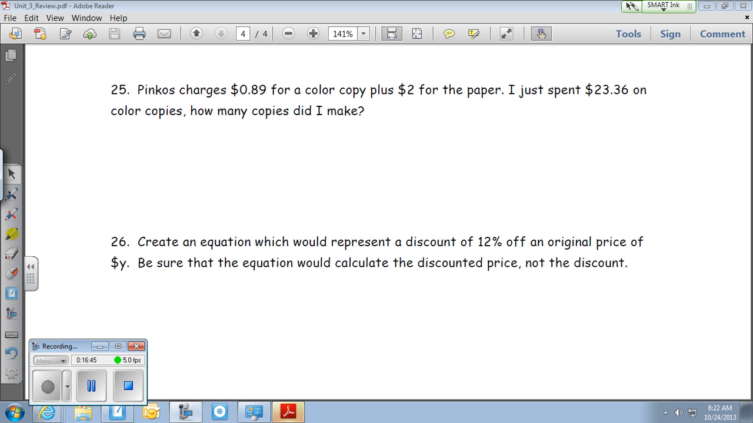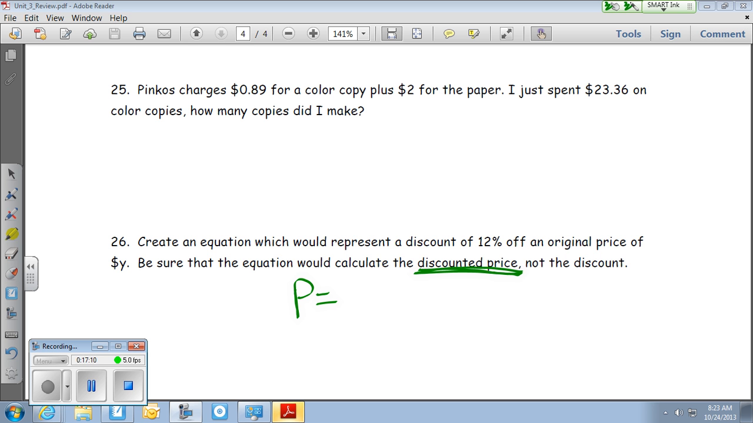Okay, again, this is a scenario where we're going to set up an equation. We want to know the price is equal to something, which would represent a discount of 12% off an original price of $Y. So we have $Y and a discount of 12%. So be sure the equation would calculate the discounted price. So we want the sale price, not the discount.